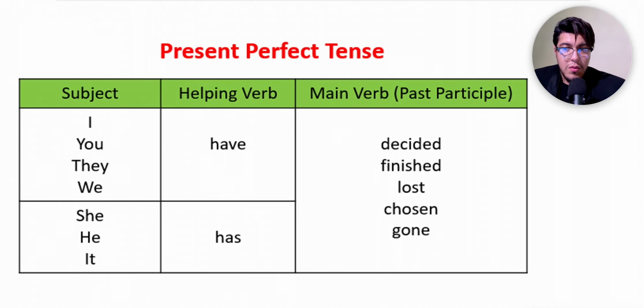And now, let's go back to the present perfect tense, and this is the form of some of the verbs in the present perfect tense. With the pronouns I, you, they, and we, we use have plus the past participle of the verb. And with he, she, and it, we use has plus the past participle of the verb.